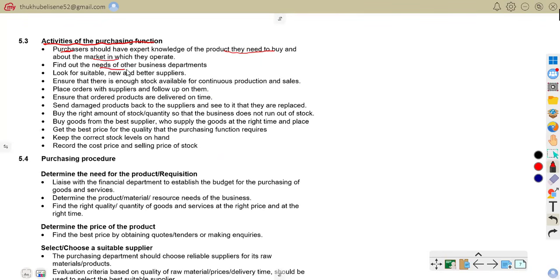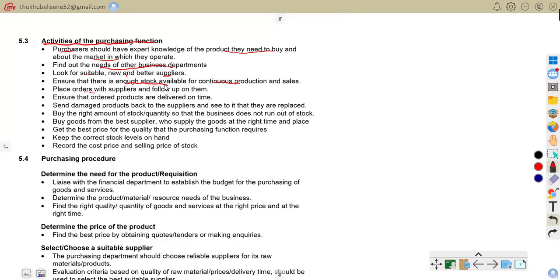Find out the needs of other business departments. So that is the role that needs to be played by this department. Look for suitable new and better suppliers. Like we've said, they are the ones to look for suppliers that are reliable, that are going to give them good products or raw materials. Ensure that there is enough stock available for continuous production and sales. So they are responsible to make sure that the stock is enough for production to continue.